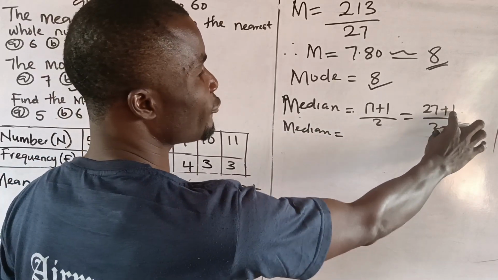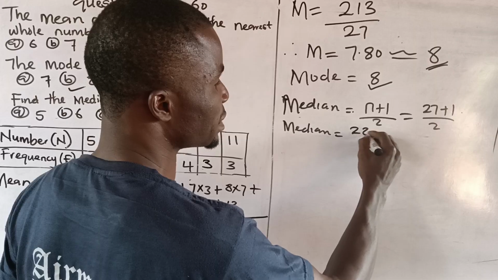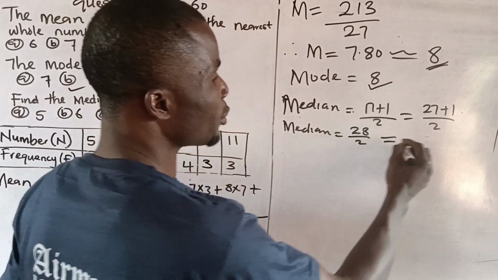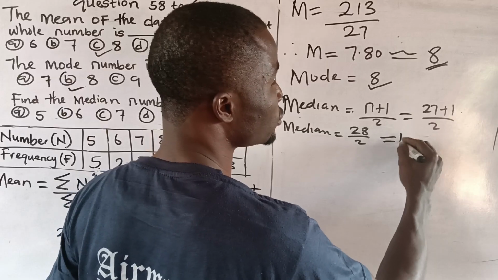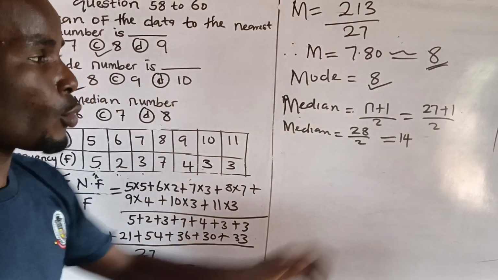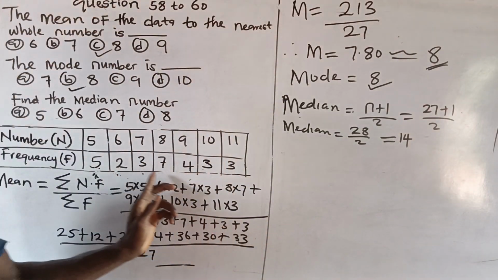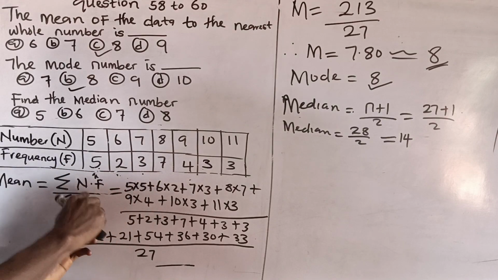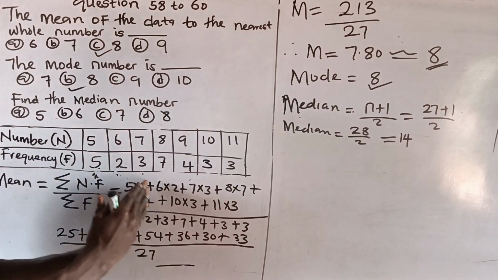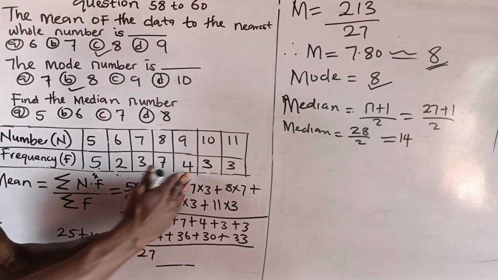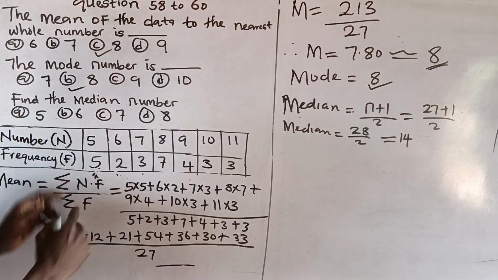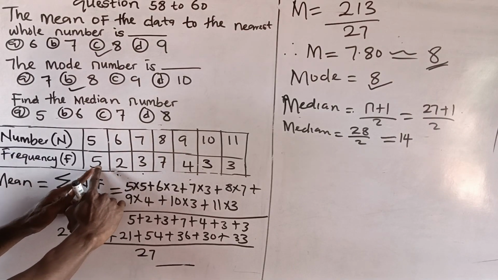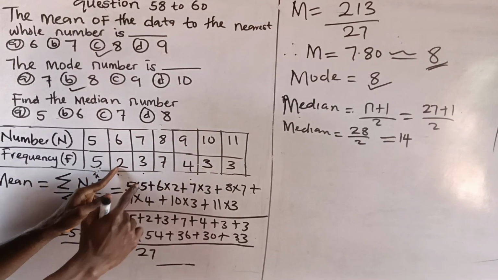So median is equal to 27 plus 1, which will give us 28, divided by 2, right? So the median will give us 14. So we want to know where the 14 will be in this frequency. After we have done the cumulative, from the cumulative we are going to locate where our answer falls. So to do cumulative, we say 5. This is 5. First cumulative, 5 plus 2 will give us 7.